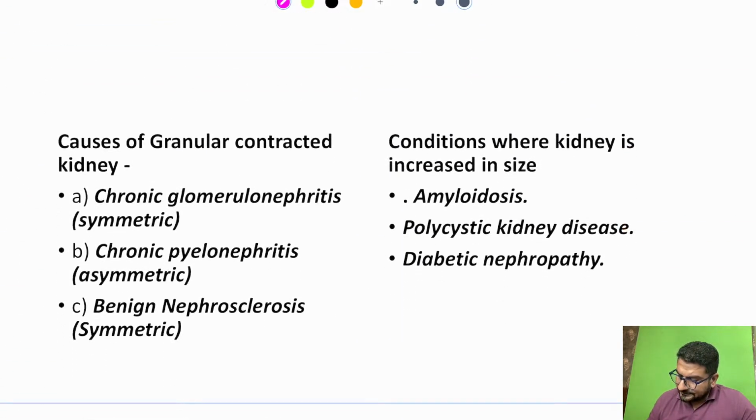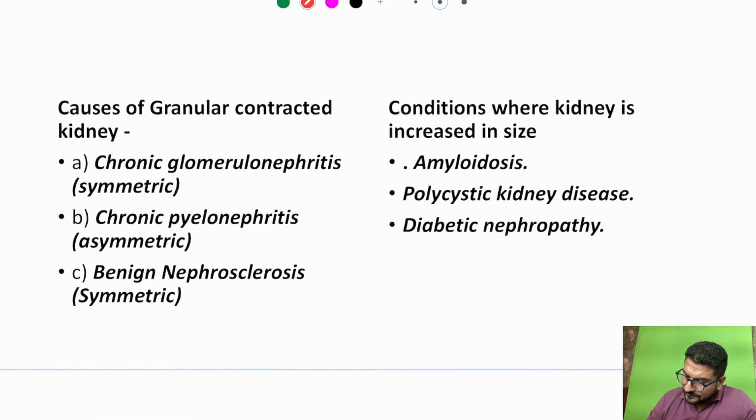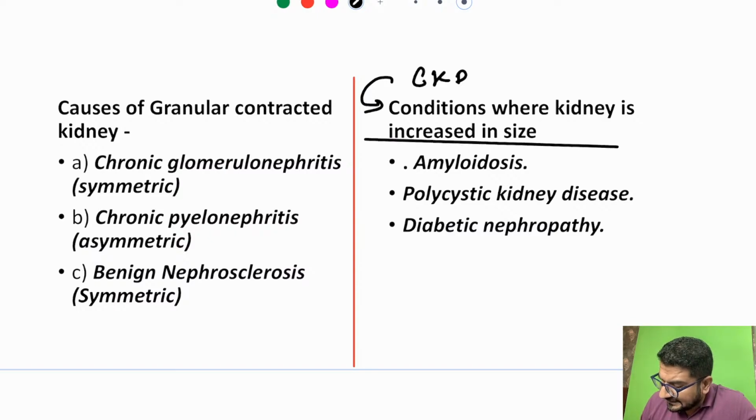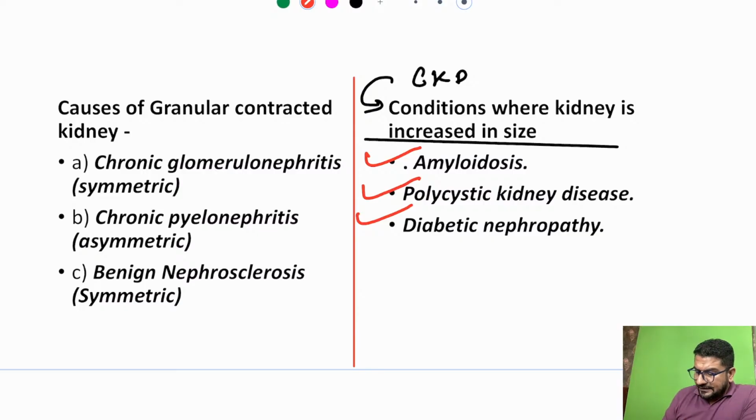Now they ask you what are the causes of contracted kidney and what are the causes of CKD where kidney size increases. So these are examples of CKD conditions where kidney size increases. Normally in CKD kidney size is small, but understand in amyloidosis, in PCKD and diabetes, kidney size will increase. Contracted kidney, understand, asymmetrical contracted kidney: one kidney small, one kidney big.